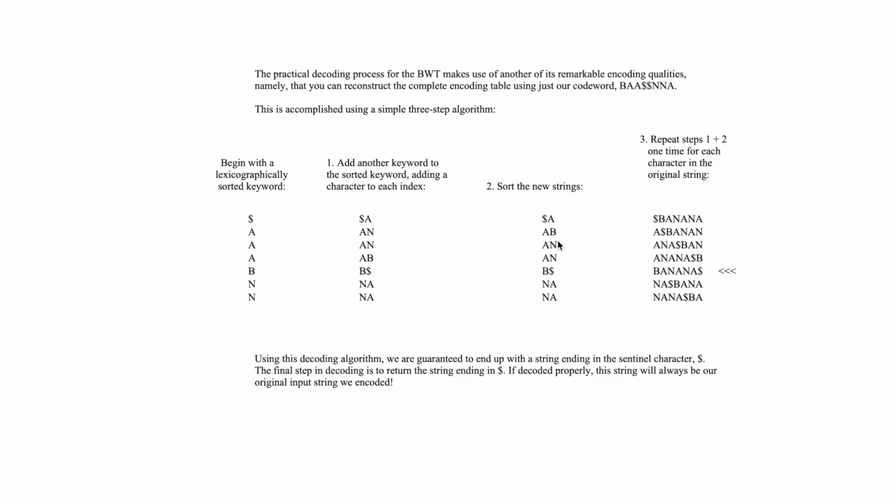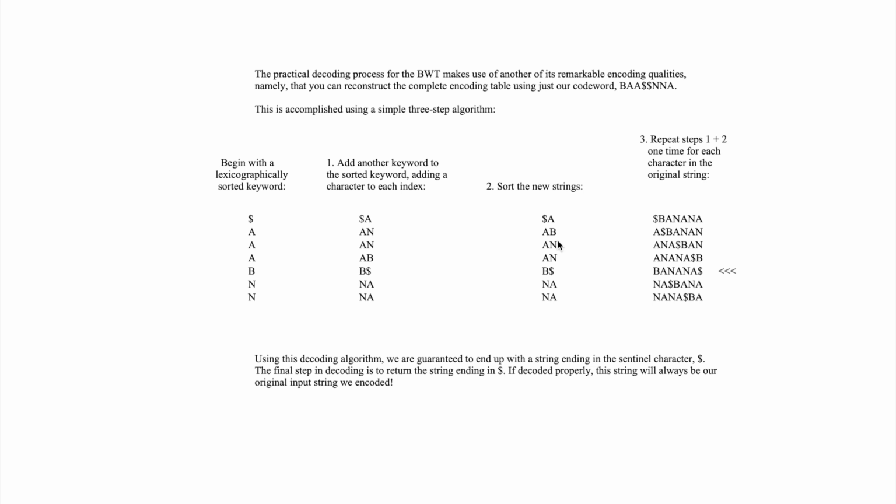To decode a BWT code word, all you need is the code word itself. Starting off with a lexicographically sorted code word, we add a second code word that is not sorted to the first, making a table of 2 character strings for each letter in the code word. After this, we lexicographically sort our new strings. Lastly, we repeat this process until we have completely reconstructed the original table from our encoding.